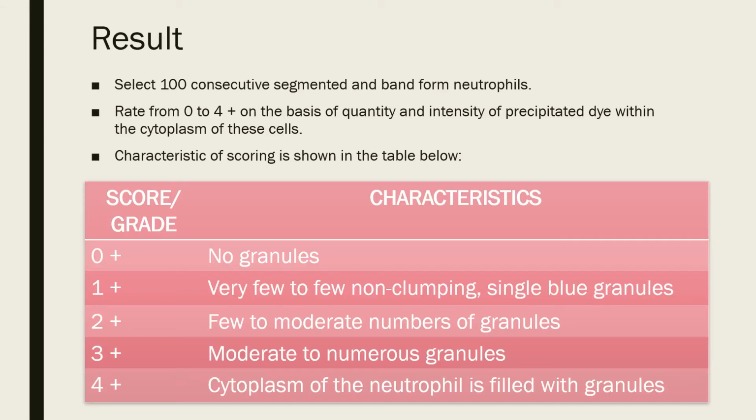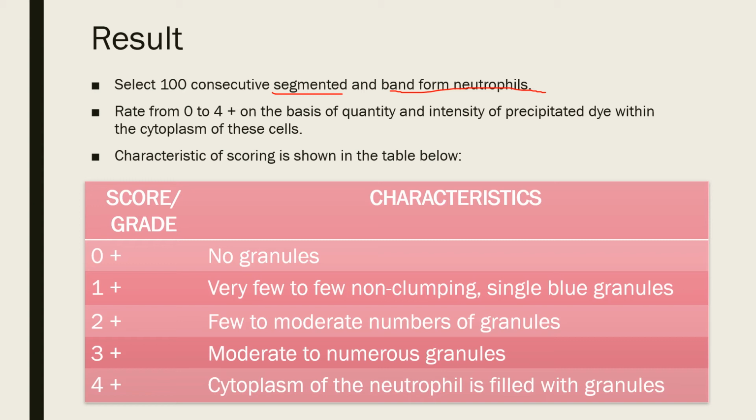So the result is shown as a LAP score. The LAP scoring is done by selecting 100 consecutive segmented and band form neutrophils. We must remember that only segmented and band form neutrophils are to be observed. Then we rate from 0 to 4 plus on the basis of the quantity and intensity of precipitated dye within the cytoplasm of these cells. The scoring criteria are shown in the table below.